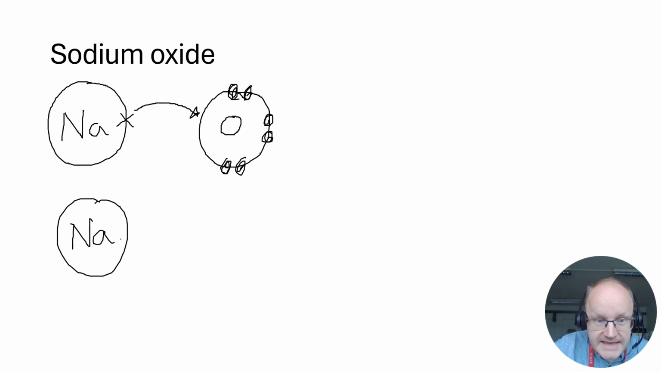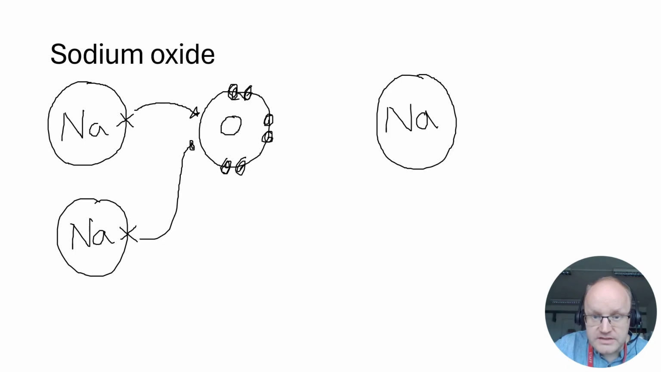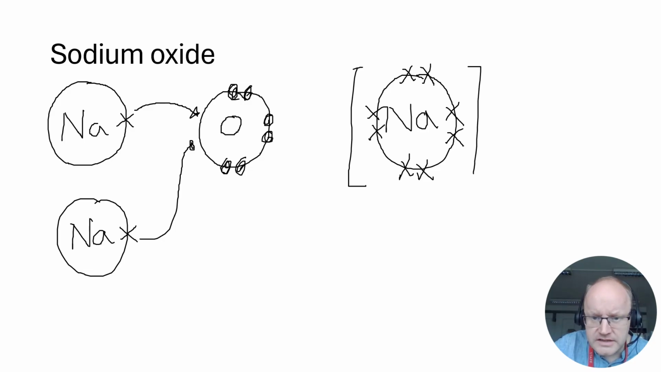So here's a second sodium, which transfers its electron as well. Now what that leaves us with is the sodium ion, which now has either 0 outer electrons or 8, depending on perspective. I'll draw it with 8. And that has a 1 plus charge, but there are 2 of them.